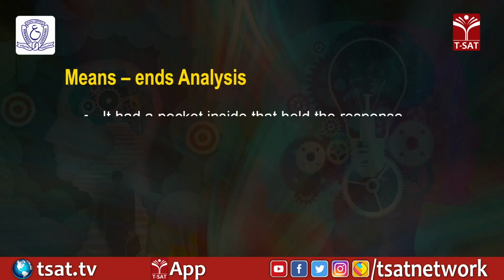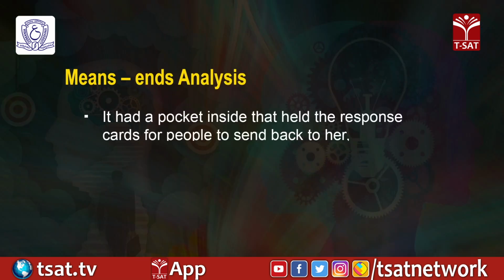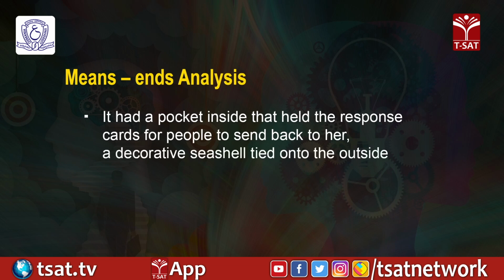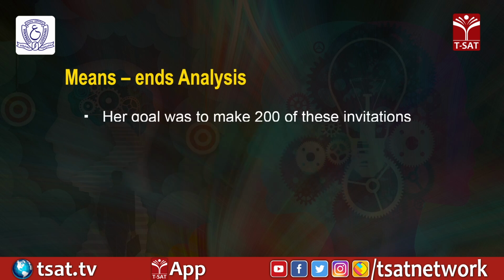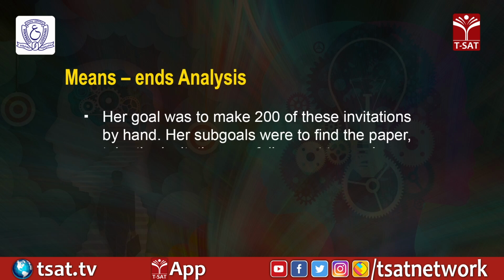For example, a woman wanted a certain kind of invitation for her wedding, but buying it already made was very expensive and well over her budget. She ordered one sample of the invitation and examined it carefully. In the invitation, it had a pocket inside that held the response cards for people to send back to her, a decorative seashell tied onto the outside of the card with fancy ribbon, and a small box instead of an envelope. Her goal was to make 200 of these invitations by hand.